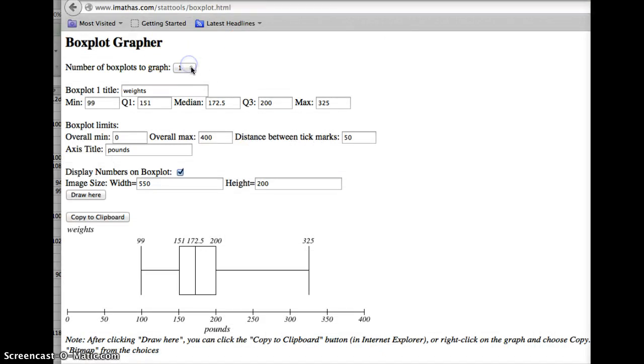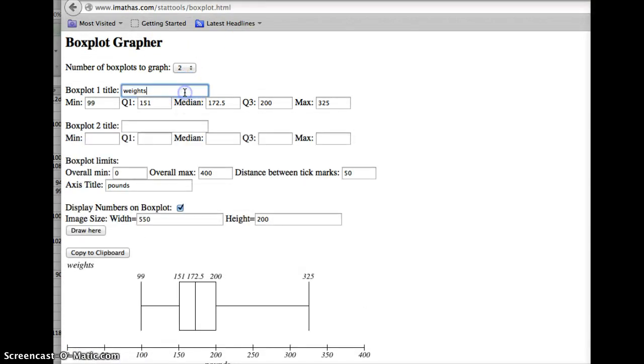So 2 box plots this time, and the internet app allows us to do 2 side-by-side box plots. The first one will do the weights of the men, and the men's minimum was 100. Q1 was 159. The median was 178. Q3 was 204, and the maximum was 320. And the next group we will say weights of women. The minimum for the women was 99. Q1 was 145. Median was 170.